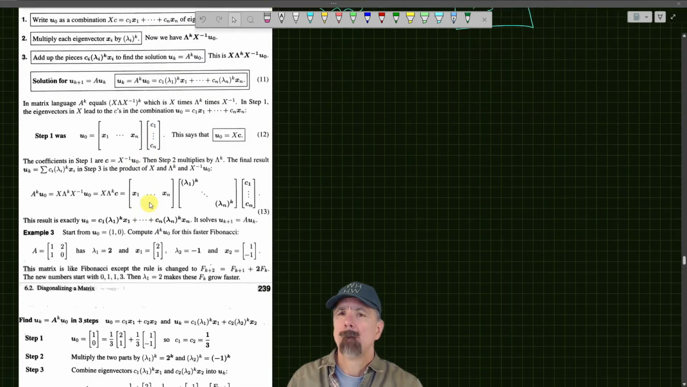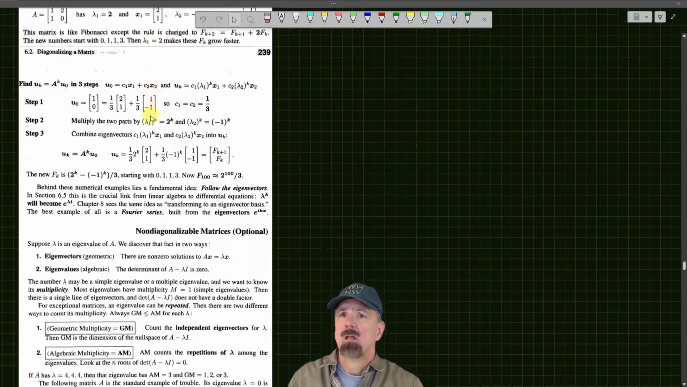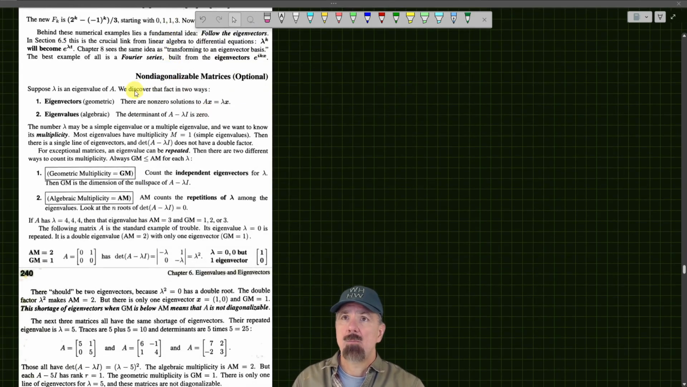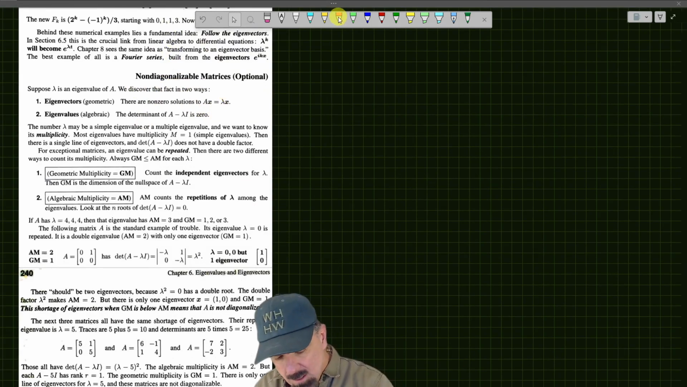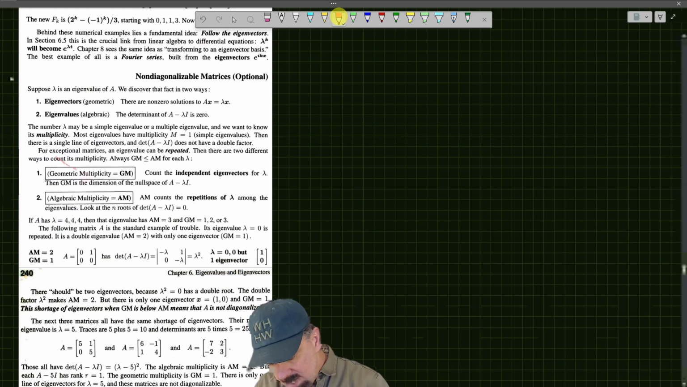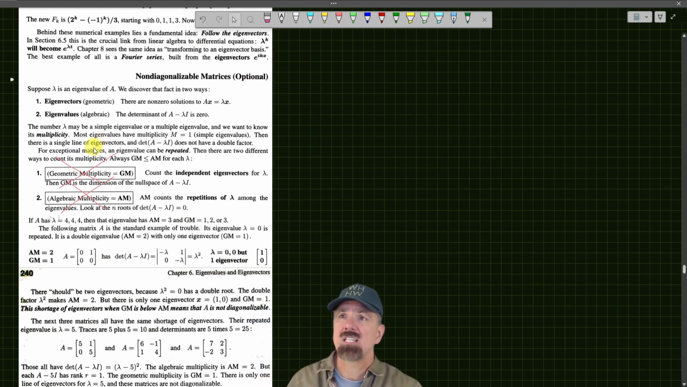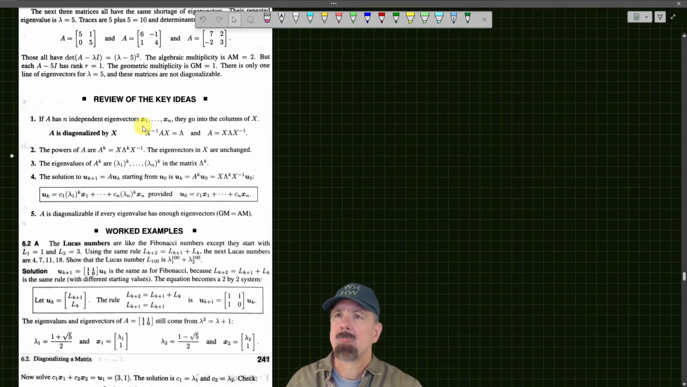All right, so that's the end of the conversation on diagonalization. We do have a little bit more in terms of an example here. Just a brief comment about non-diagonalizable matrices. I've already shown you a couple of examples. We are not talking about algebraic and geometric multiplicity. So this entire conversation down here is not part of what we're covering in this class.